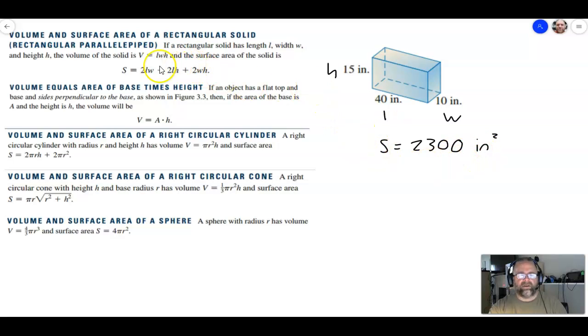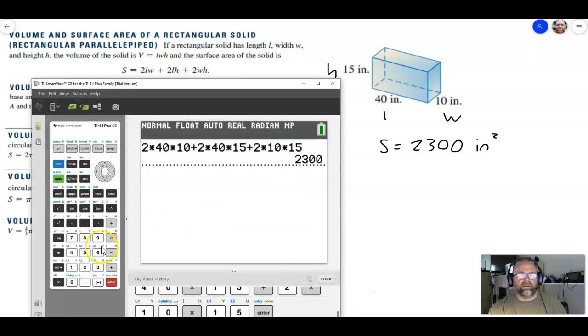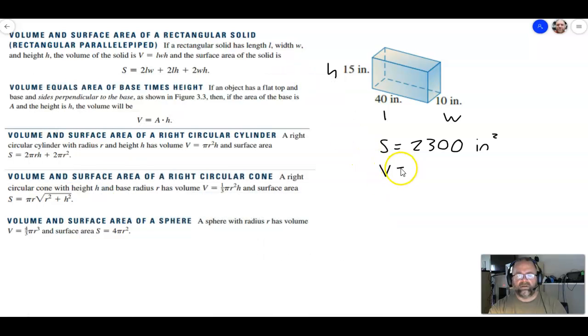Alright, to find the volume is just length times width times height, so we'll do the same thing here. So that's going to be 15 times 40. Doesn't matter what order you multiply them in, because multiplication is commutative. And we're going to get 6,000. Alright, so the volume here is going to be 6,000. And since we're talking about volume, we are going to cube the inches. Alright, and those are the 2 answers for that one.